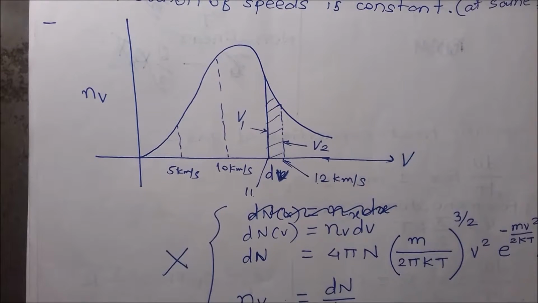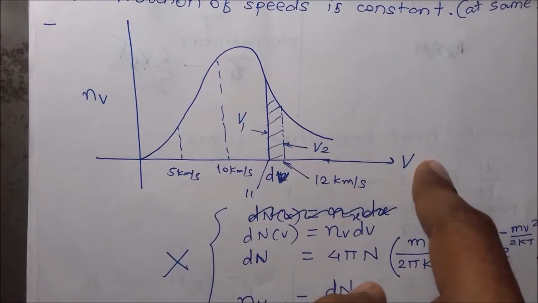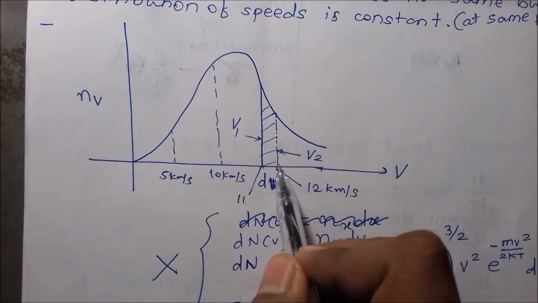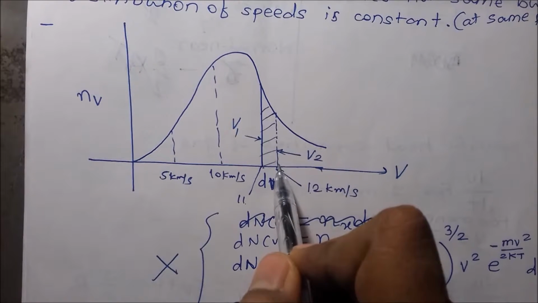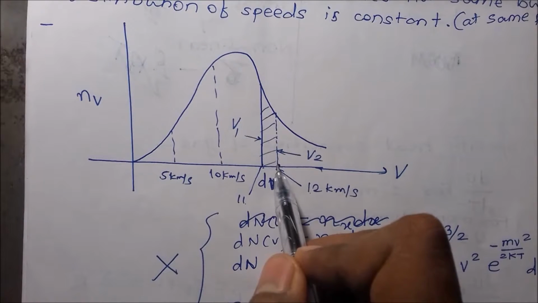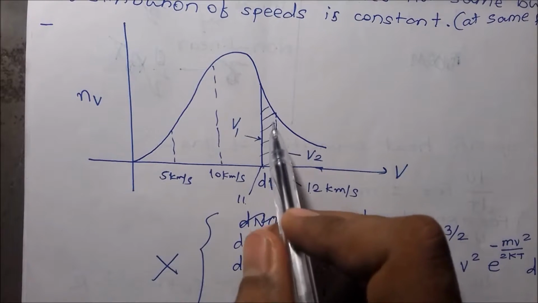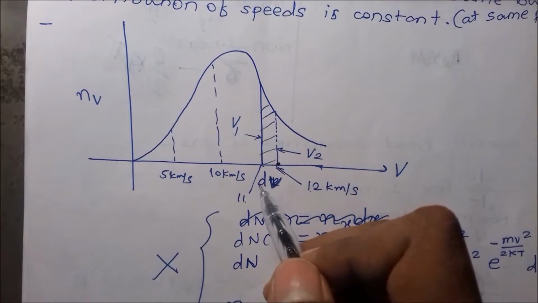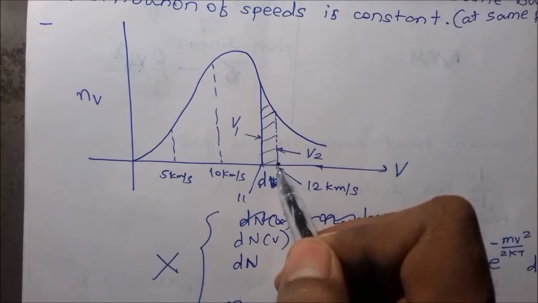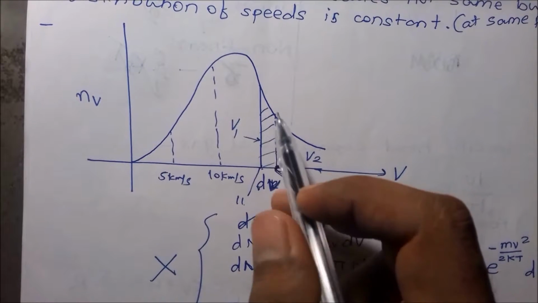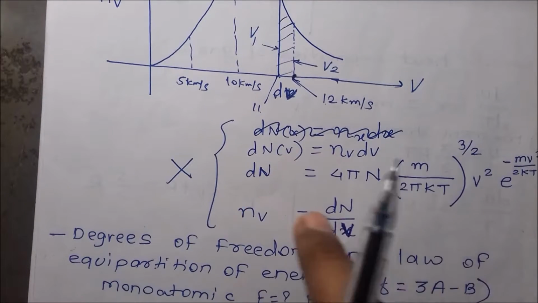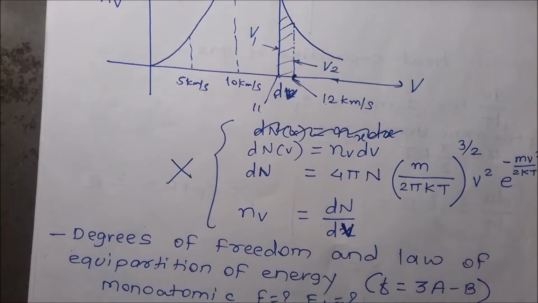So this is the graph of f(v) versus v. This velocity is V1, this velocity is V2. If I want the number of molecules in the gas between velocities V1 and V2, then I have to find the area of this strip. The area of this strip is equal to the number of molecules having velocities between V1 and V2. Okay, so how to calculate this area? We can calculate this area by using these formulae, but these formulae are out of scope of our syllabus.